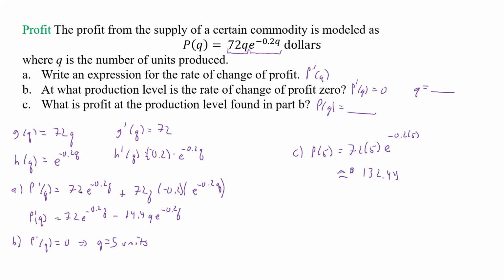And so we had to find the derivative to find what our rate of change is, find where it is 0, and then we found the profit at that point. And so that was our value there. Okay. All right, so we'll stop there and we'll come back for another one.